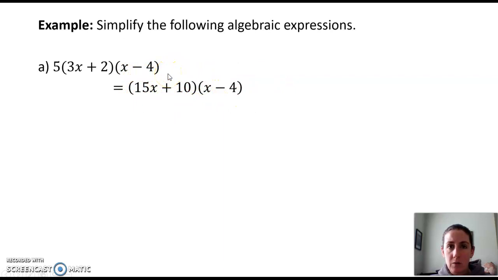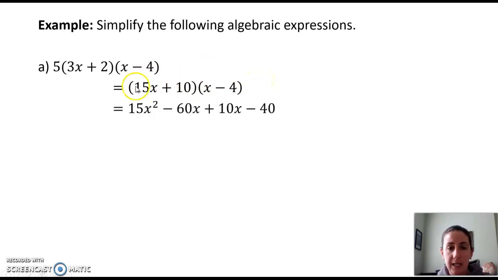When you're multiplying algebraic expressions, everybody in the first group needs to get multiplied to everybody in the second group. So you need to take this 15x and multiply it to the x and the negative 4. You need to take this 10 and multiply it to the x and the negative 4. Some people will refer to this as FOIL, first, outside, inside, last. That's fine, but FOIL only works if you have 2 terms times 2 terms. So I will continue to say everybody in the first group gets multiplied to everybody in the second group.